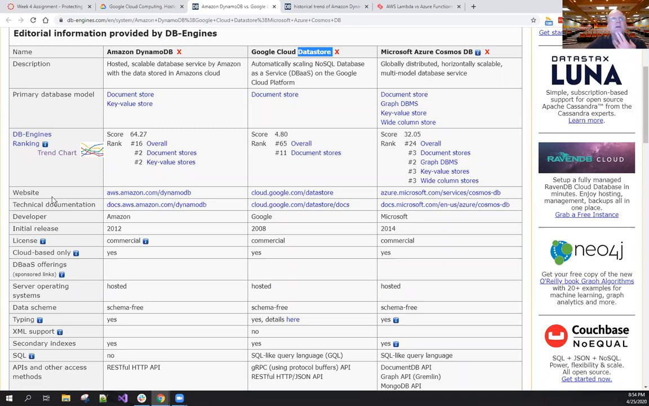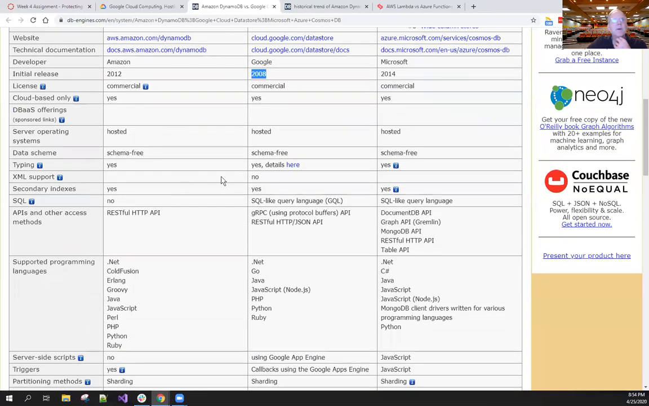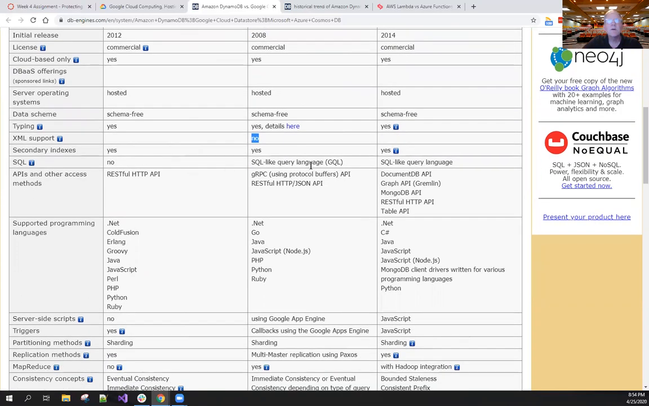Trend chart, website, technical developer, initial release, whoa, 2008, around that long. Schema free, yep. XML support, a big no. There's no yes in here. That makes us think, oh, our application, we've got XML data, we're gonna have to convert it to JSON. Secondary indexes, SQL, no. SQL query language, that's interesting.